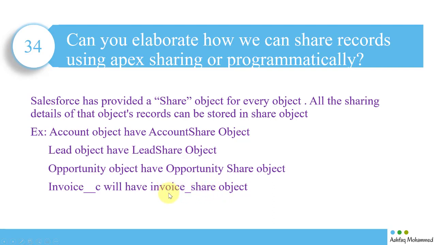For example, programmatically I have to give access to a particular person only on some conditions, not every time, right? And that condition will change based on how he stores the record, right? So that cannot be achieved with config. Then what I can do is programmatically share the records using these share objects.